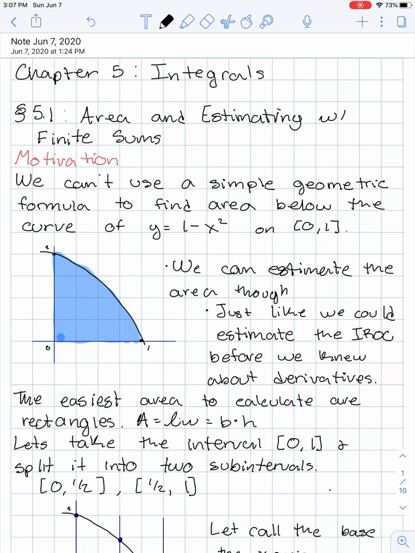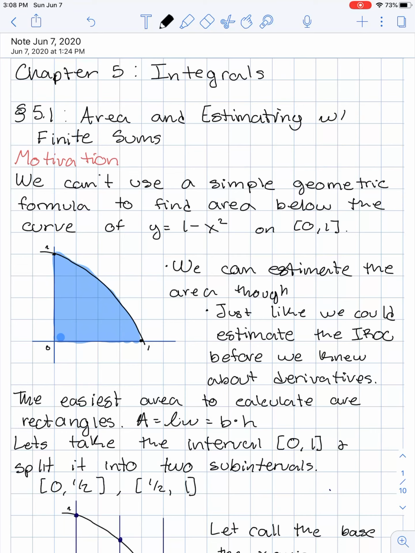So we can estimate the area just like we could estimate the instantaneous rate of change before we knew about derivatives. We didn't know about derivatives and tangents, but we knew how to estimate a slope. So we don't know about integrals and antiderivatives, but we know how to estimate area under the curve. So that's why I want to set up before we go on to 4.8.